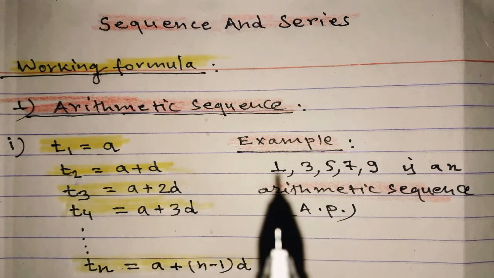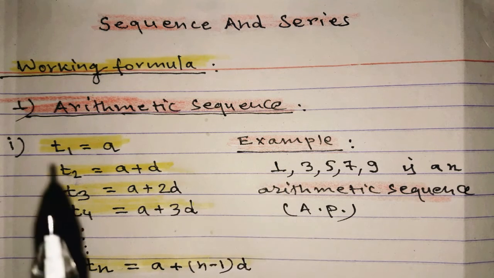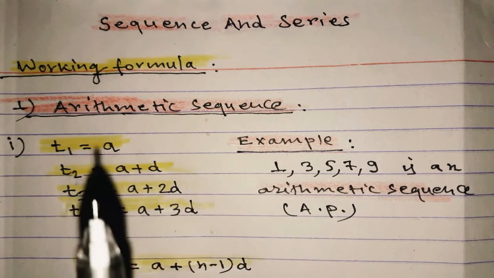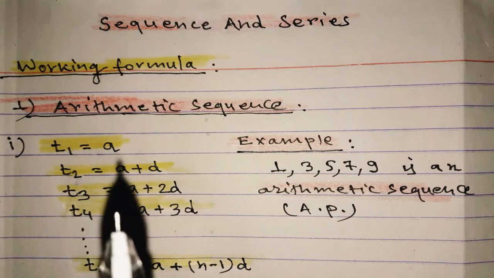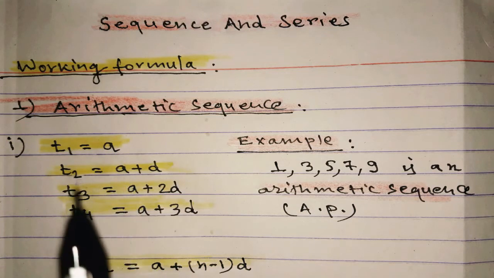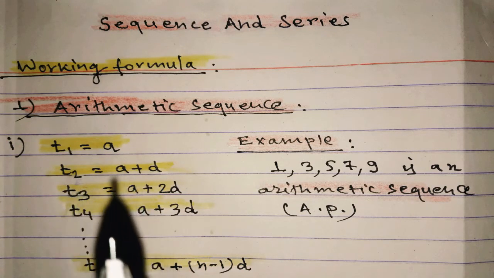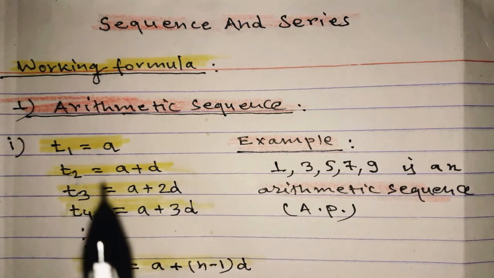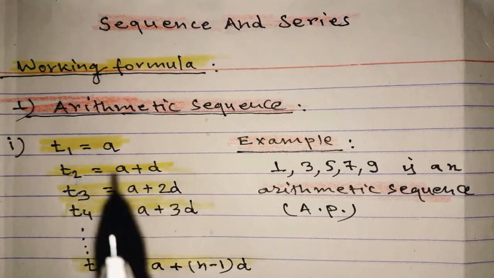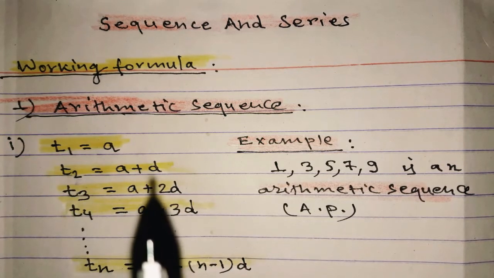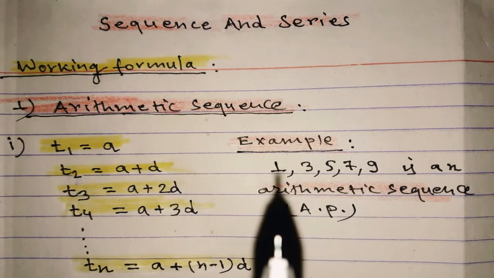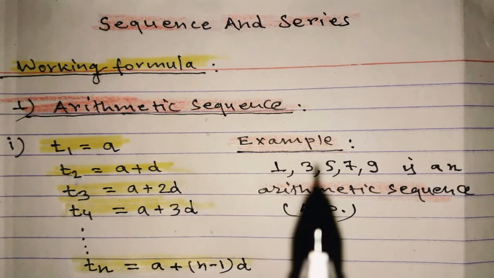The first term of an arithmetic sequence is denoted by T1, and it is denoted by the small letter A of the English alphabet. The second term of an arithmetic sequence is T2 is equal to A plus D. T1 is equal to A, T2 is equal to A plus D, where D is the common difference. If the common difference is added to the first term, then we get the second term.